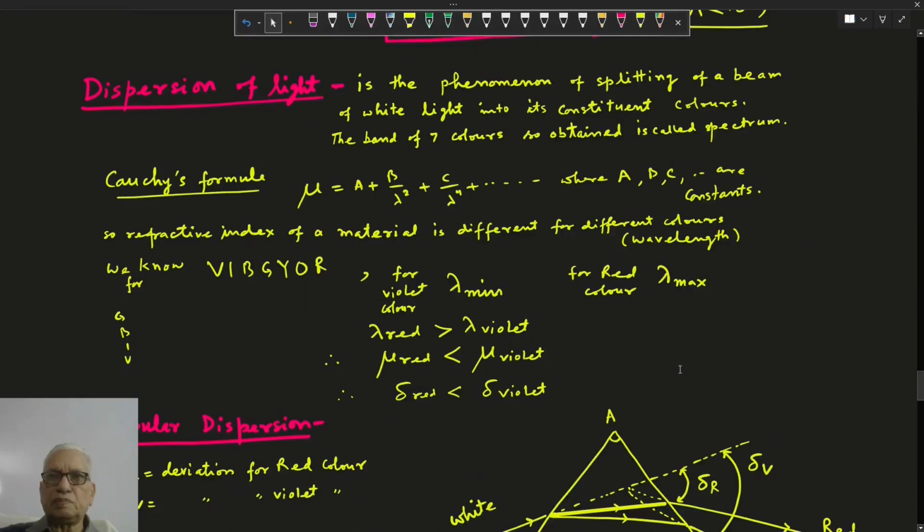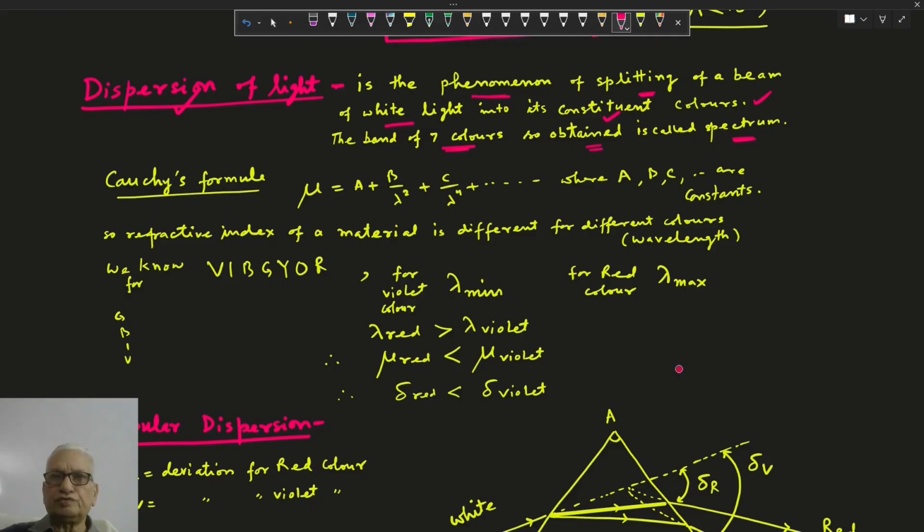Now come to dispersion of light. Dispersion means white color is splitting into all 7 colors. So dispersion of light is the phenomenon of splitting of a beam of white light into its constituent colors, 7 colors. The band of 7 colors obtained is called the spectrum.